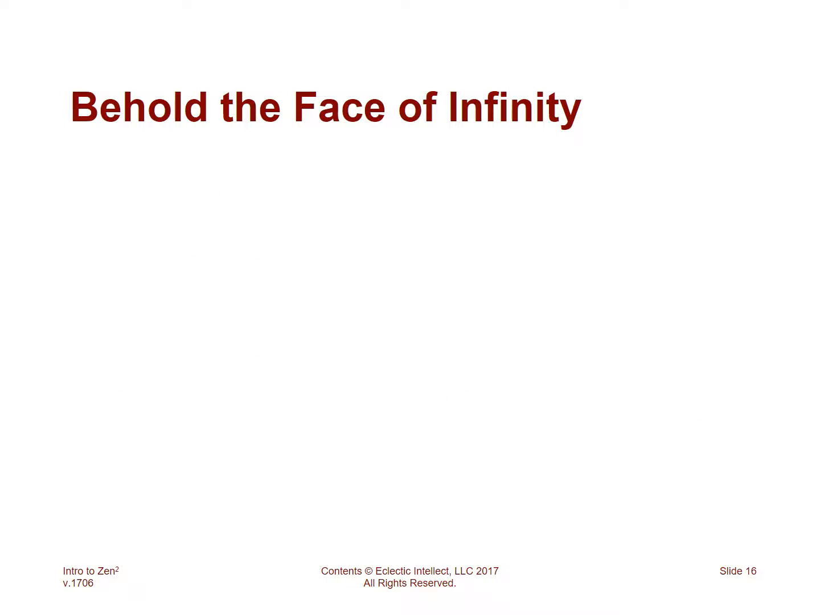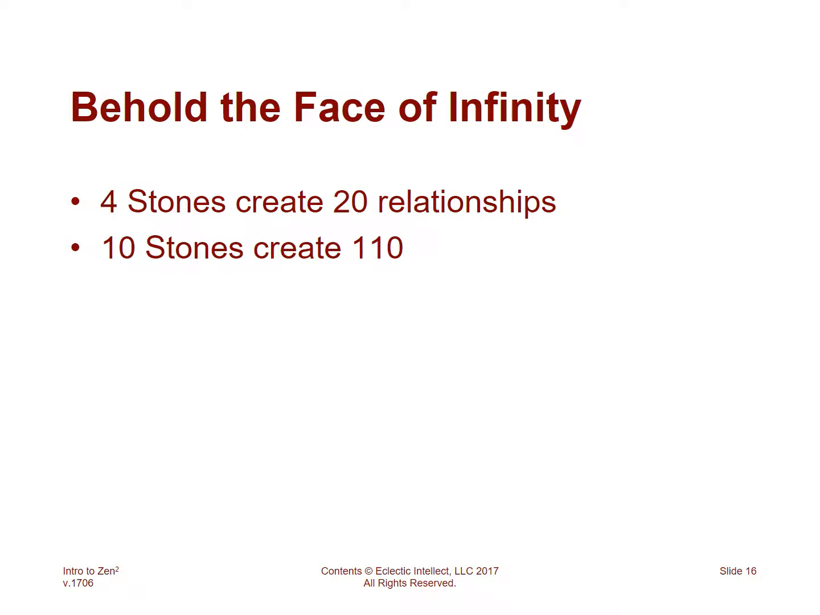So when we look at this and we look at larger systems, we're really staring infinity right in the face. With 4 stones, we get 20 relationships. With 10, you get 110. So when an organization goes from 4 people to 10 in its growth curve, it now has 5 times as many internal relationships that could be a source of either power to the organization if they're going well, or challenges and growing pains if they're not. When that organization goes to 100 from 10, it's now 100 times more difficult to work with.